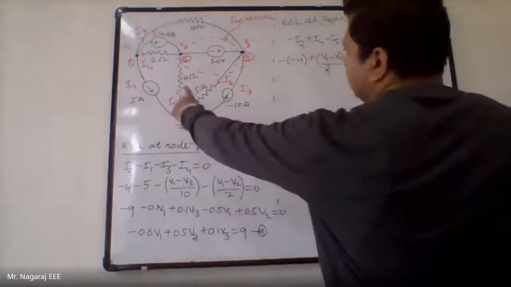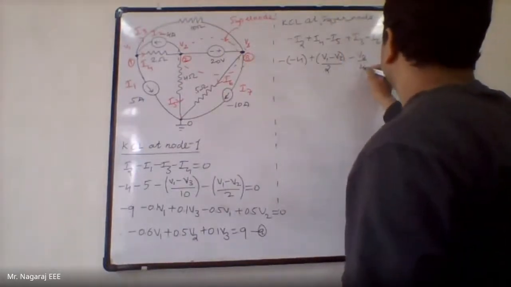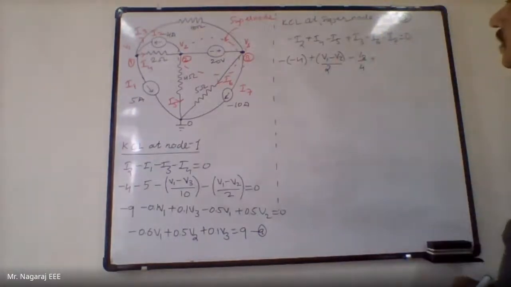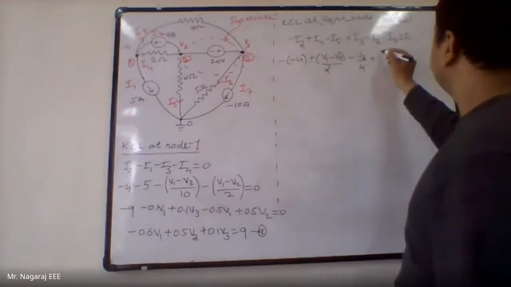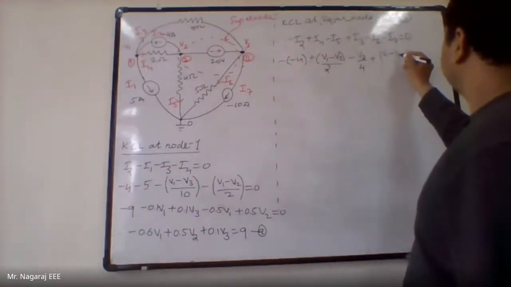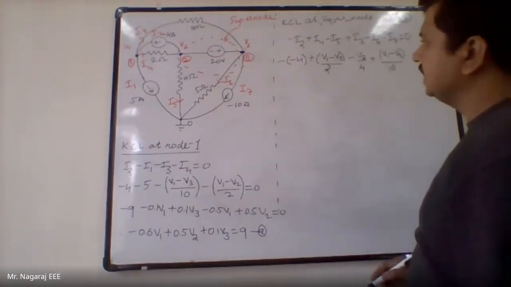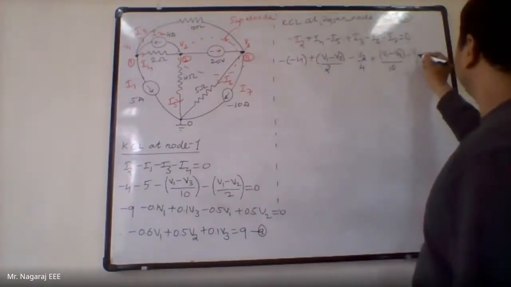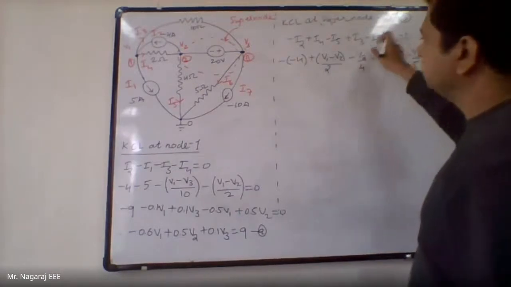I5 is between V2 and ground, so it is V2 by 4. Minus V2 by 4. Plus I3. I3 is at node 3, and it is from V1 to V3, so it is again (V1 minus V3) divided by 10. Minus I6, which is between node 3 and ground, minus V3 by 5.